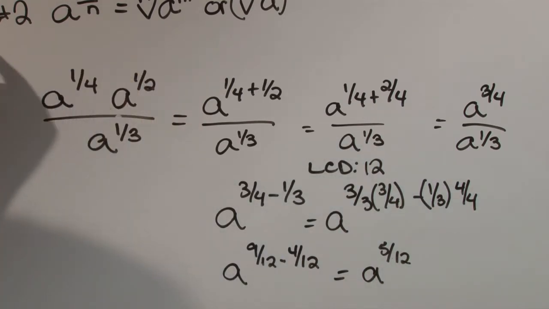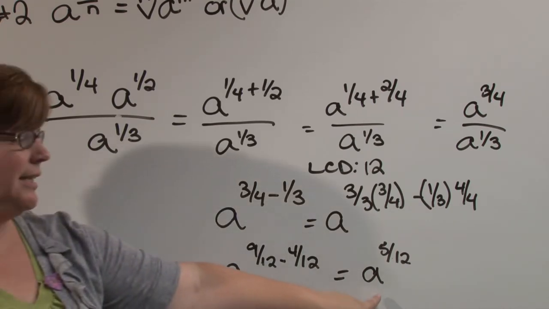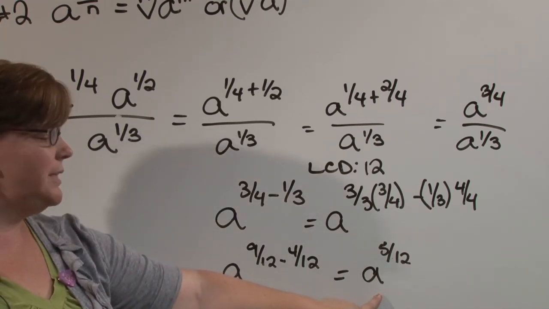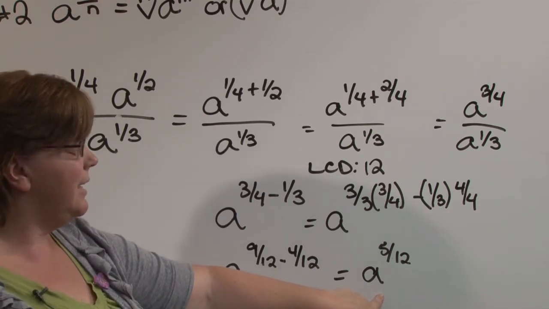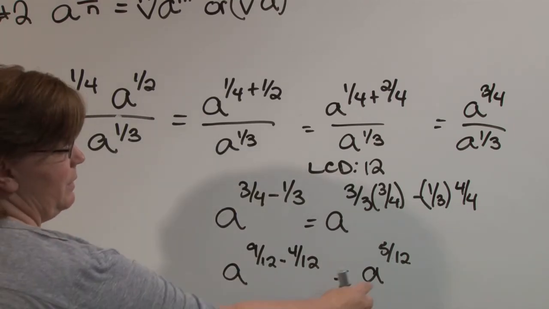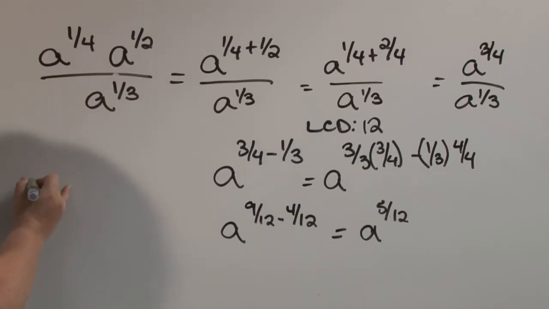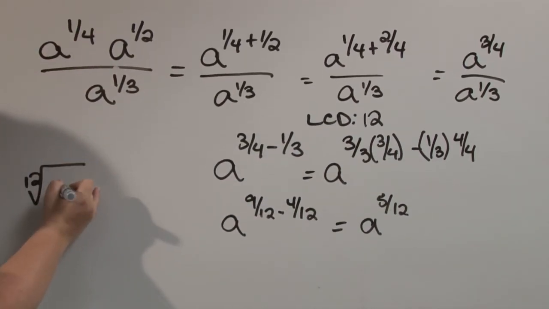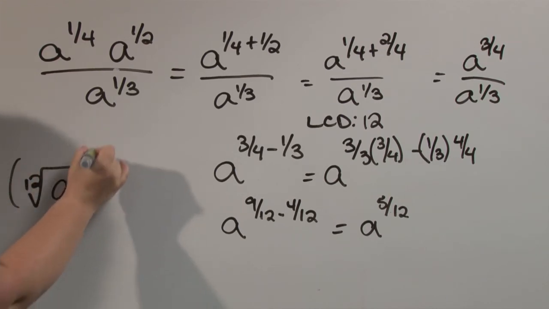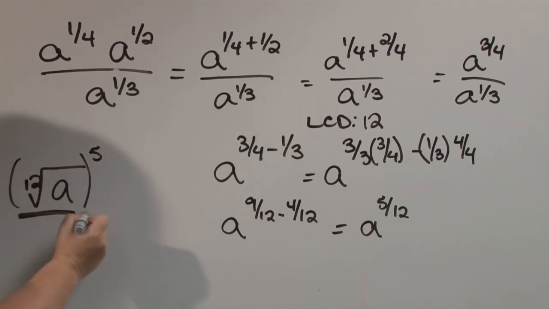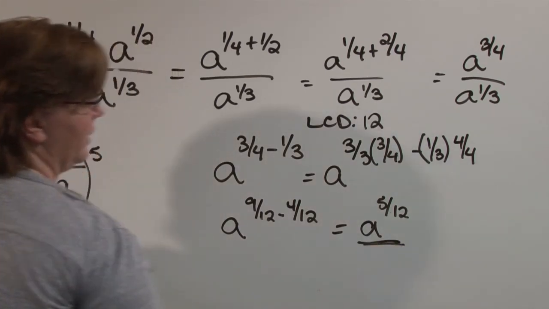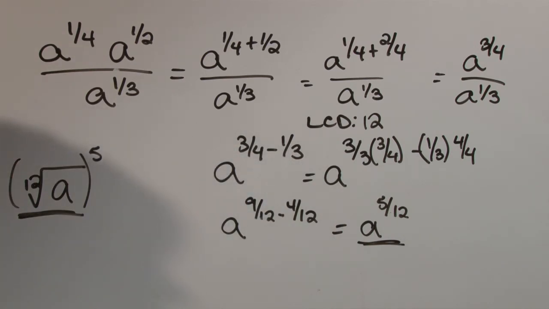So by using our new rules, what we've already learned, we can simplify something that looks really ugly into something that's a lot easier to use. We'll take it one more step just to write it in radical terms. So remember, the 12 is the root. Let's make it the root. So it's going to be the 12th root of a all to the 5th. This and this are equivalent. Either one is correct.